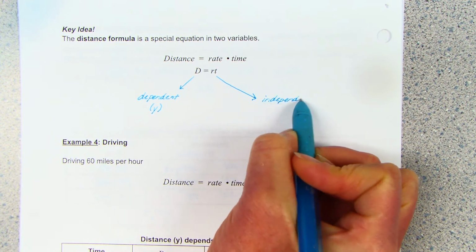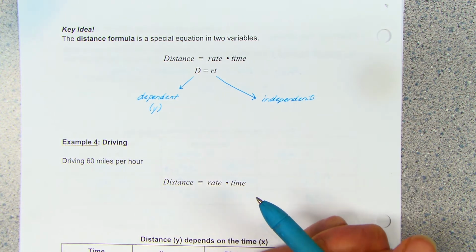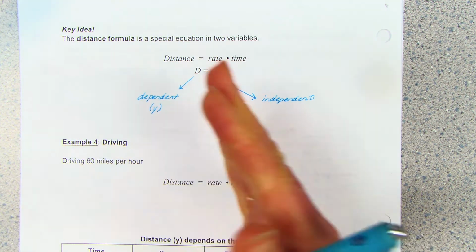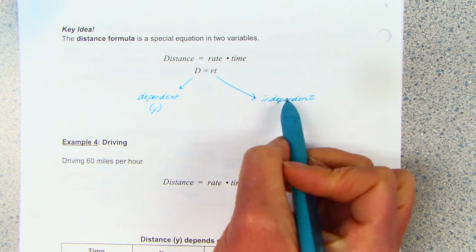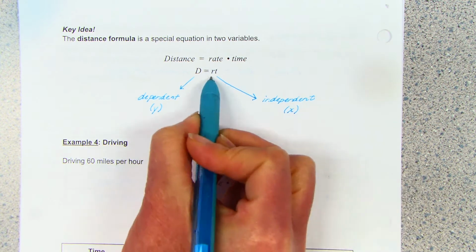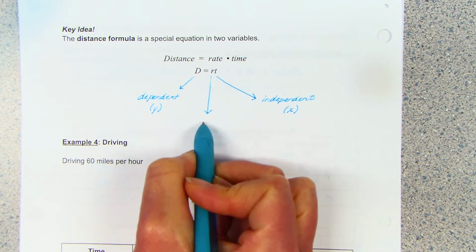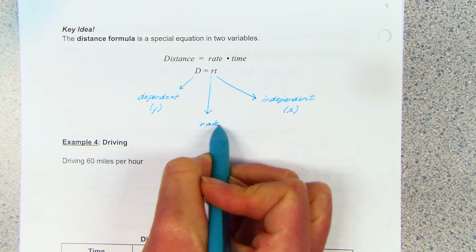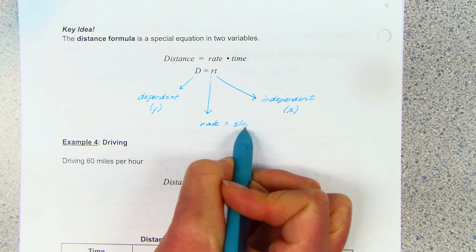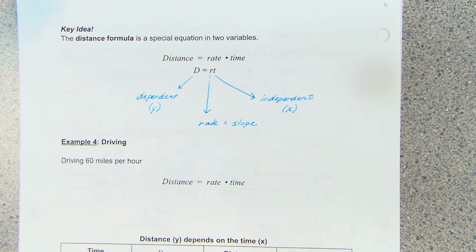And here's a little thing. If you have time in a problem, time is almost always the independent variable because you can't really change time. Time is usually just passing, and it's almost always the independent variable. And so that's going to be on the x-axis. And the rate is the slope. The rate equals the slope. And that's a powerful thing to know too, that all slopes are rates. A slope is a rate. Right?